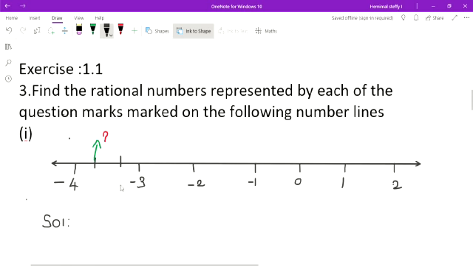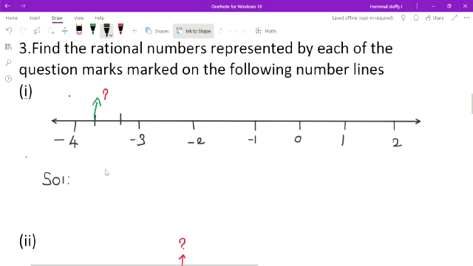They have given the number line. Using the number line, how do we find the rational numbers? First, I am taking the question mark. Where is it? Here, the question mark is between -3 and -4, where we are going to the negative integer side of the number line. So first we write -3 here, because the whole number is -3.